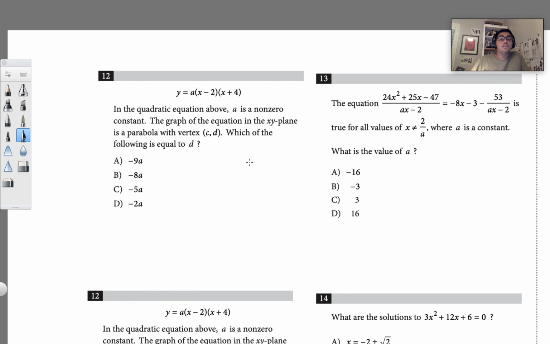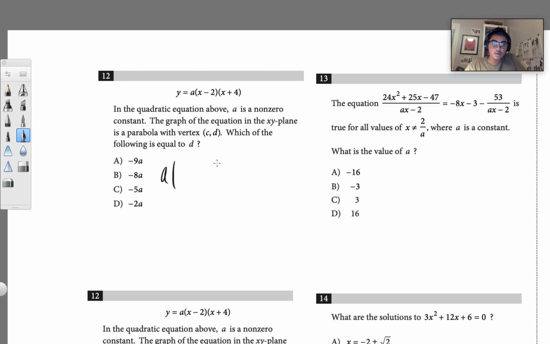In the quadratic equation above, a is a non-zero constant. The graph of the equation in the xy plane is a parabola with vertex (c, d). Which of the following is equal to d? So we're looking for the y value of the vertex. The best way to do this is by completing the square.